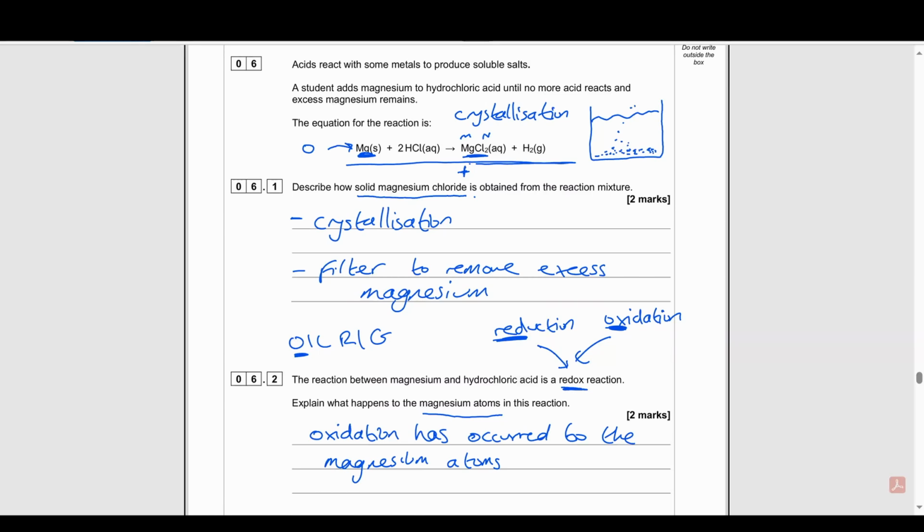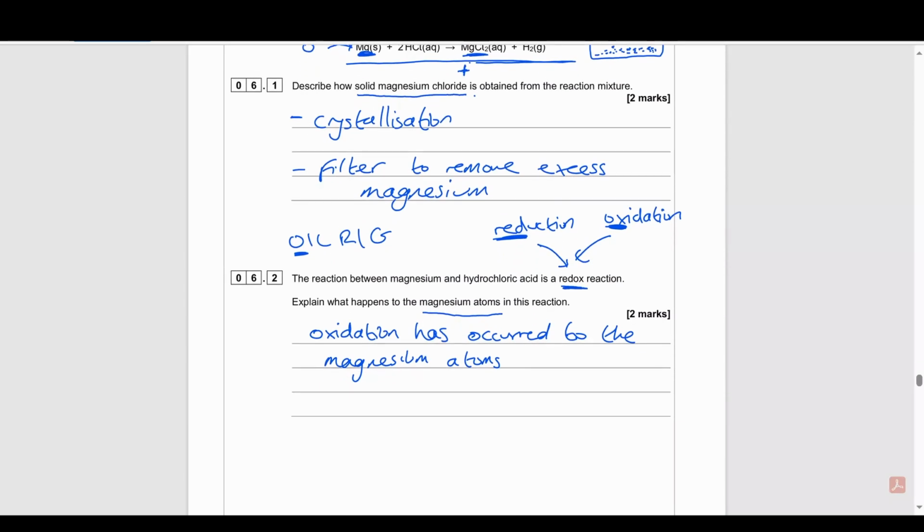But if we look a little bit more closely now, there are 2 chlorine atoms in magnesium chloride. Magnesium itself is in group 2 in the periodic table. So that means in its outer shell, it's got 2 electrons. So for it to have a full outer shell, it would need to lose 2 electrons. So specifically then, this oxidation has caused magnesium to lose 2 electrons.